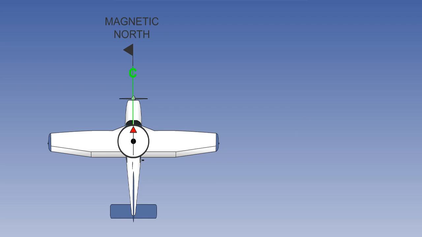Imagine that all of the aircraft magnetism is combined into a single isolated blue pole, which by definition will attract the red end of the aircraft's compass needle. Remember, like poles repel each other, unlike poles attract. Let us locate this blue pole on the longitudinal axis of the aircraft and in a position which is forward of the aircraft's compass.